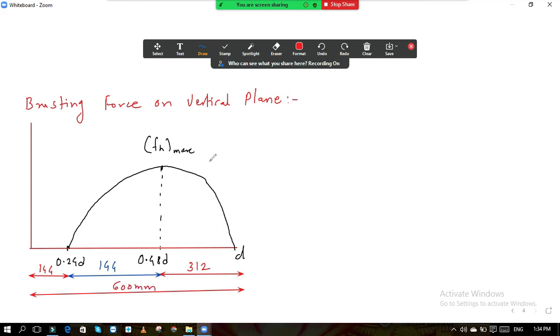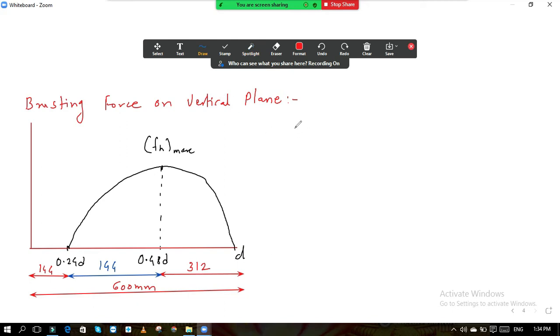How to calculate this? If you multiply this 600 by 0.24, you will get the answer 144. This d is nothing but the effective depth. Okay. So again from 0.24d, 0.48d, again the difference is 0.24d, again the same distance will be here. So if you add these two distances, that is 288. From 600, if you subtract this 288, you will get this value 312. So it all depends upon the value of d. Now we will calculate the bursting.